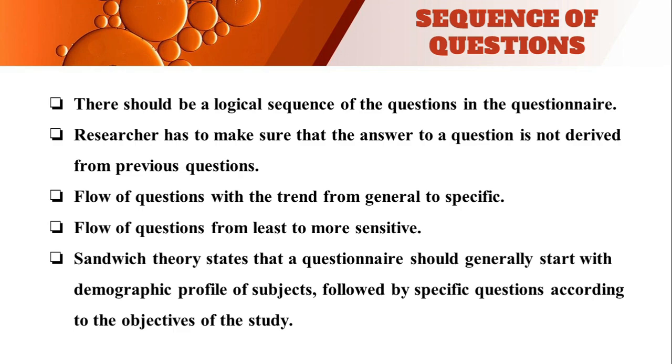And when you set the sequence of the questions, follow the sandwich theory. Sandwich theory states that the questionnaire should generally start with the demographic profile. So every questionnaire should have part A as demographic profile of the subjects, like age of the subject, gender, place of living, dietary pattern, education pattern, occupation. So this has to be first in the questionnaire. Followed by that, you must have objectives about the questionnaire. Then you need to set the questions. So this is the sandwich theory.